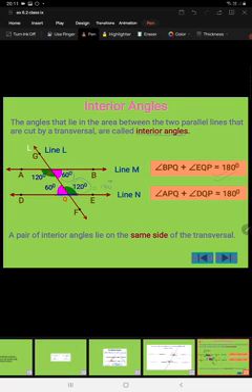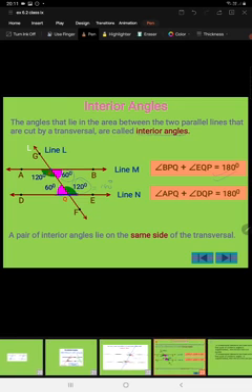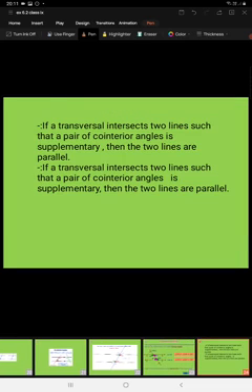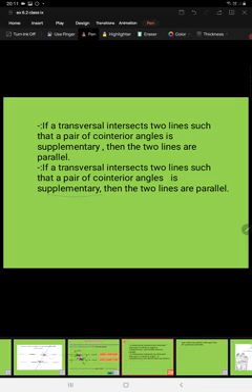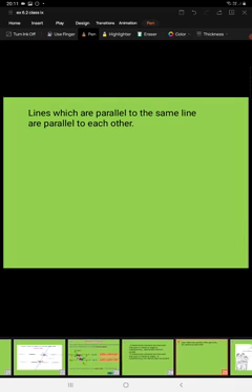So the co-interior angle axiom is that if a transversal intersects two lines such that a pair of co-interior angles is supplementary, then the two lines are parallel. And if a transversal intersects any two lines such that a pair of co-interior angles is supplementary, then the two lines are parallel. So the next very important theorem which we will deal with here is: lines which are parallel to the same line are parallel to each other.